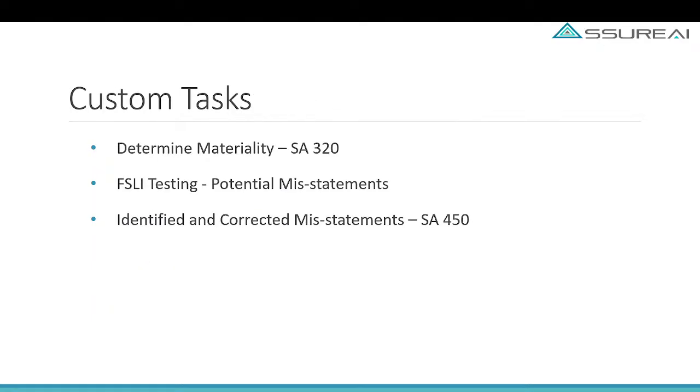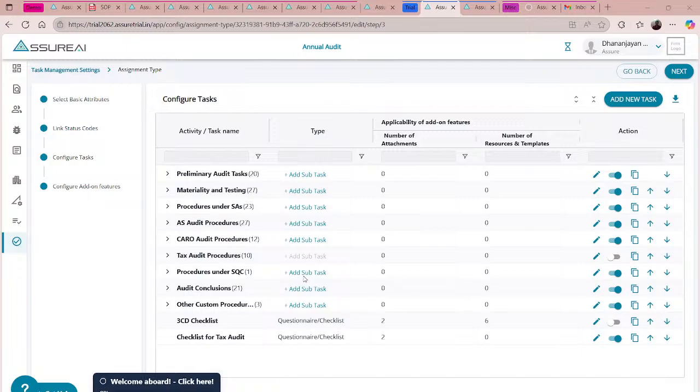Custom tasks. These are three tasks which I wanted to elaborate: materiality, testing, and aggregation of potential, identified and corrected misstatements. These are very critical in the audit, especially given the stipulations of SA 320, SA 450 and others. These tasks cannot be handled through the checklist approach, because they need to be handled using the numbers in the financial statements. So I will show how these tasks are handled in AssureAI.